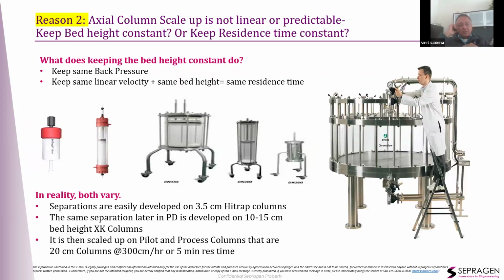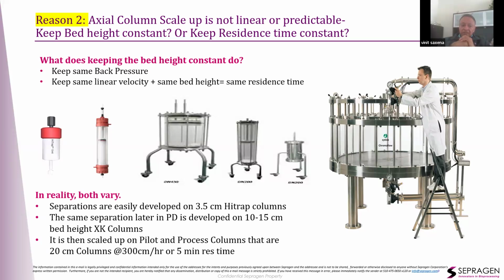Now that's the first reason, right? Flow and pressure. And the second reason is scalability. I talked about this a little bit. What is the right way to scale up? Do you keep the bed height the same and increase the diameter? Well, you keep the bed height the same, keep the same back pressure, keep the same linear velocity, and the same bed height equals the same residence time.